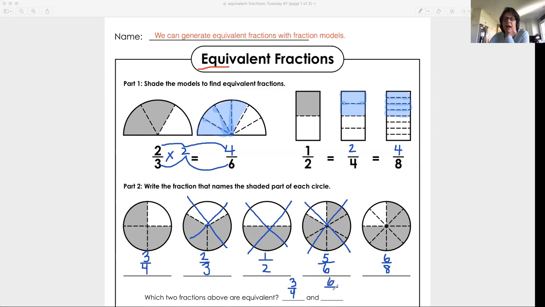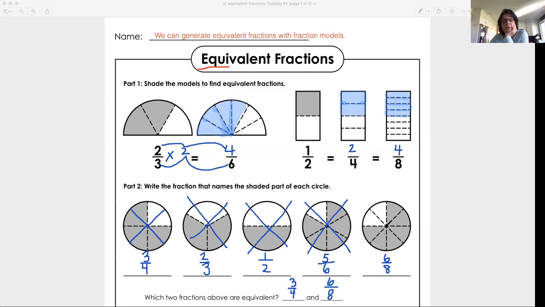Okay, and let's see, why are they equivalent? Well, we just took our 3/4 and what did we do? We divided each fourth in half, so we doubled the number of parts. So we went from 4 equal parts, boys and girls, to 8 equal parts. And that's exactly what you see when you come to the last model.